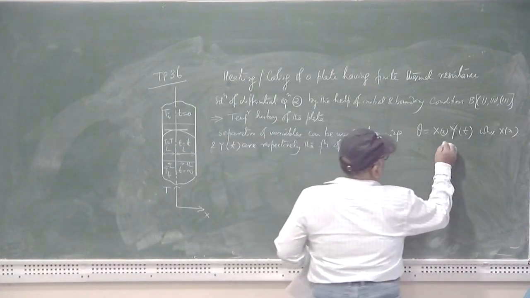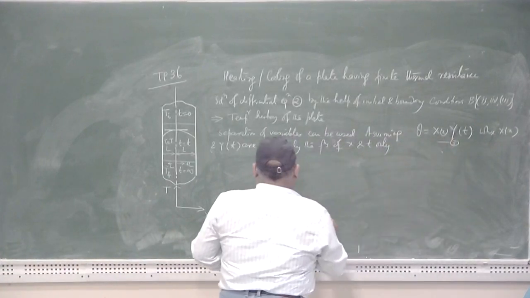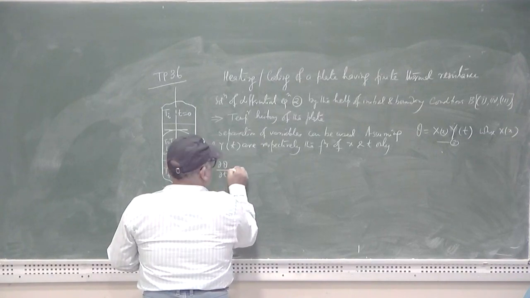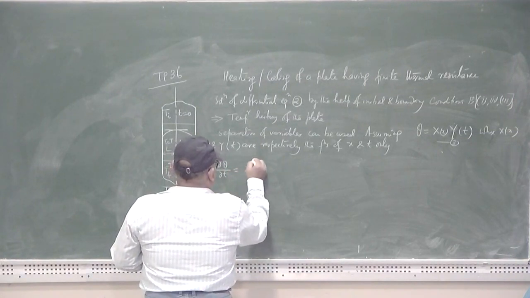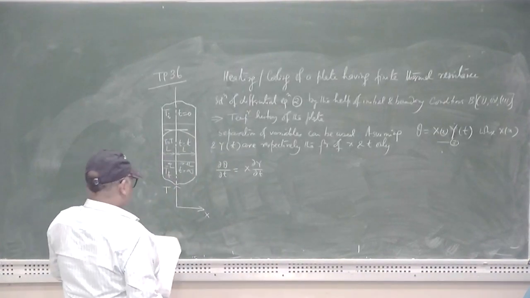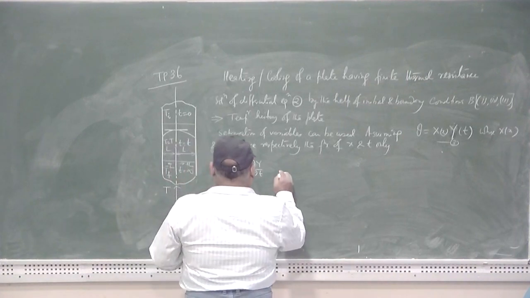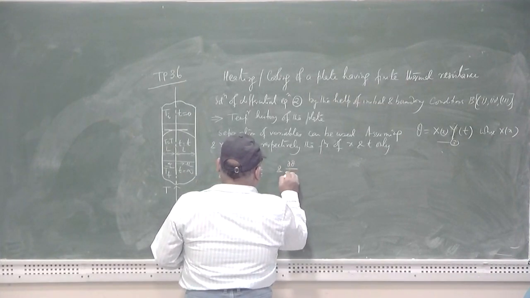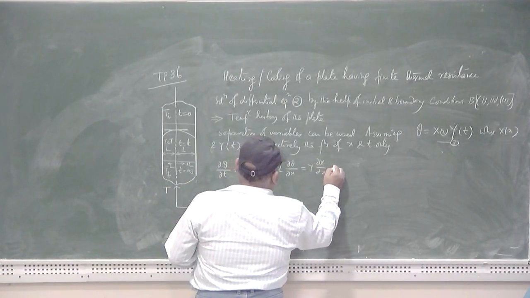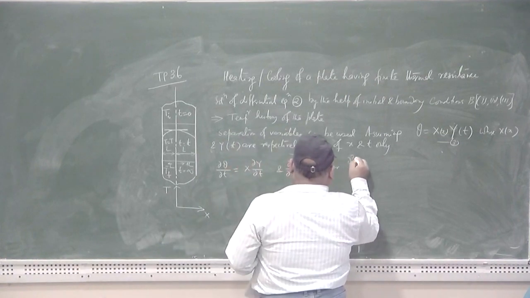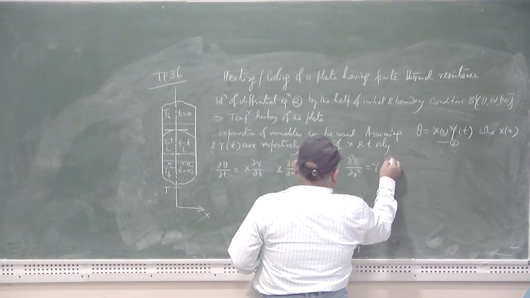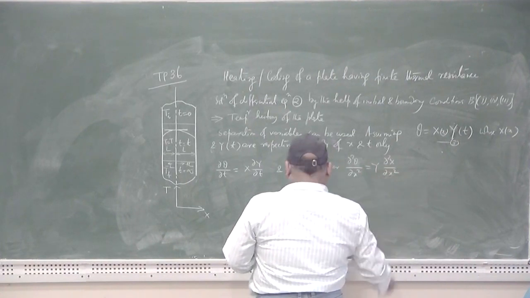So, let it be equation number 3. From equation number 3, ∂θ/∂t is equal to x ∂y/∂t, and ∂θ/∂x is y ∂x/∂x, or ∂²θ/∂x² is equal to y d²x/dx².